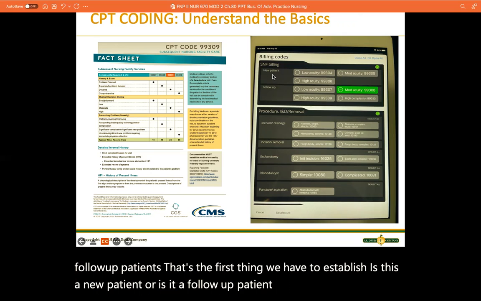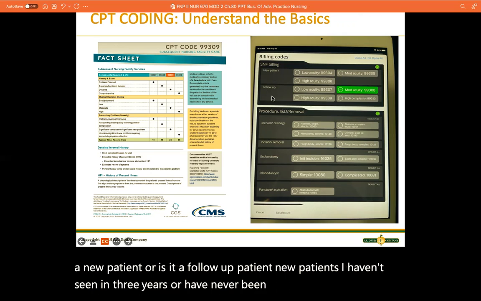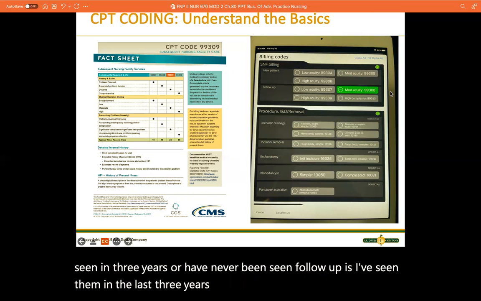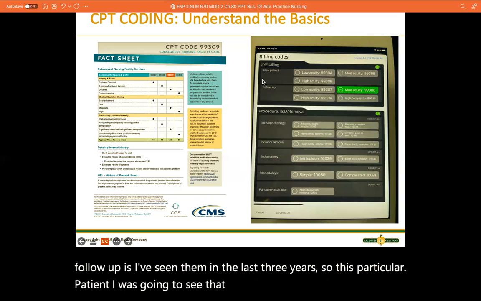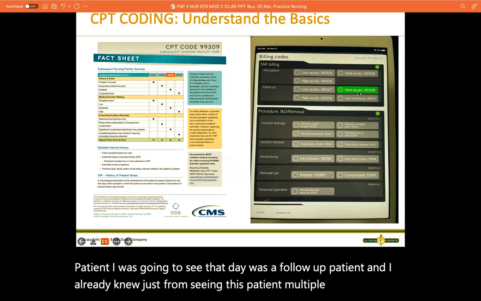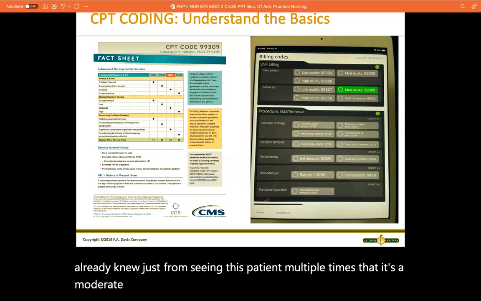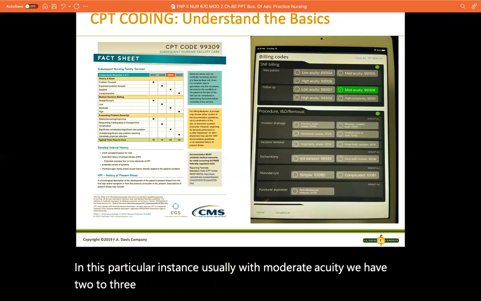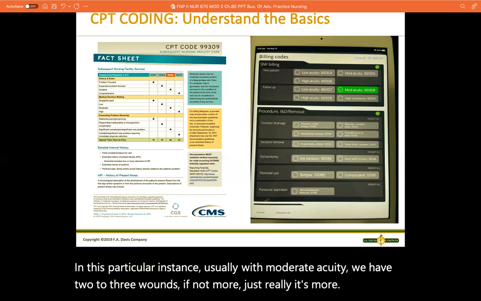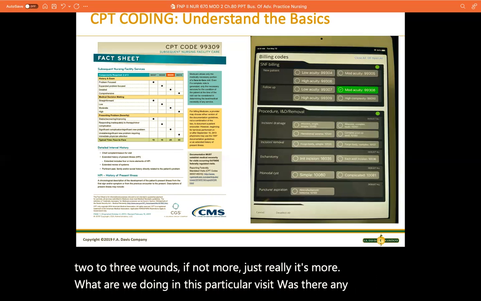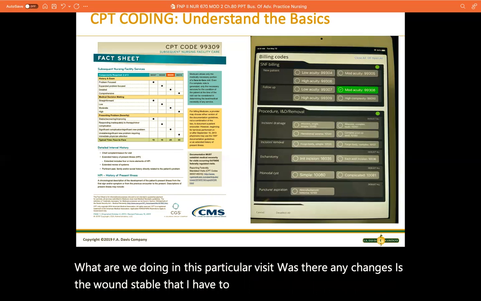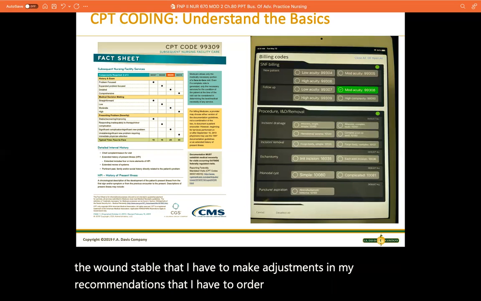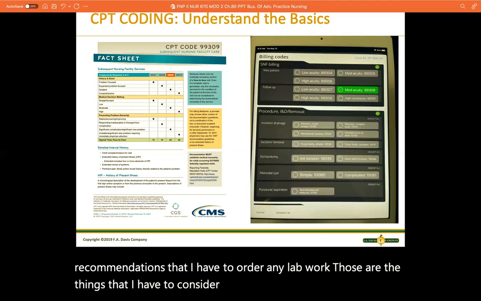New patients are ones I haven't seen in 3 years or have never been seen. Follow-up is I've seen them in the last 3 years. So this particular patient I was going to see that day was a follow-up patient. And I already knew just from seeing this patient multiple times that it's a moderate acuity. Usually with moderate acuity, we have 2 to 3 wounds, if not more. Really, it's more, what are we doing in this particular visit? Was there any changes? Is the wound stable? Did I have to make adjustments in my recommendations? Did I have to order any lab work? Those are the things that I have to consider in terms of moderate versus high.